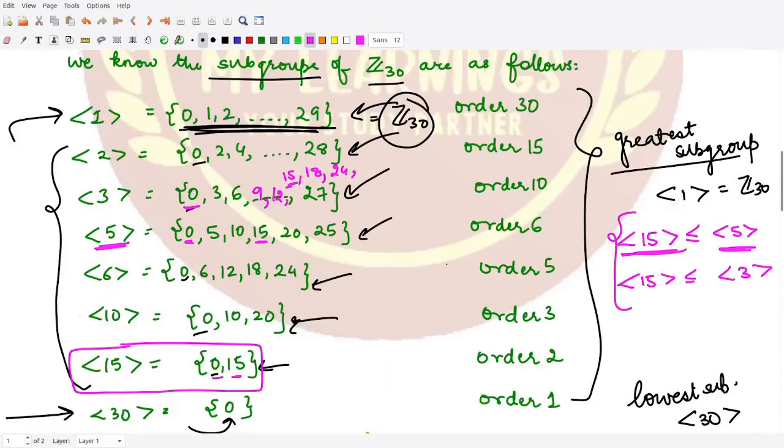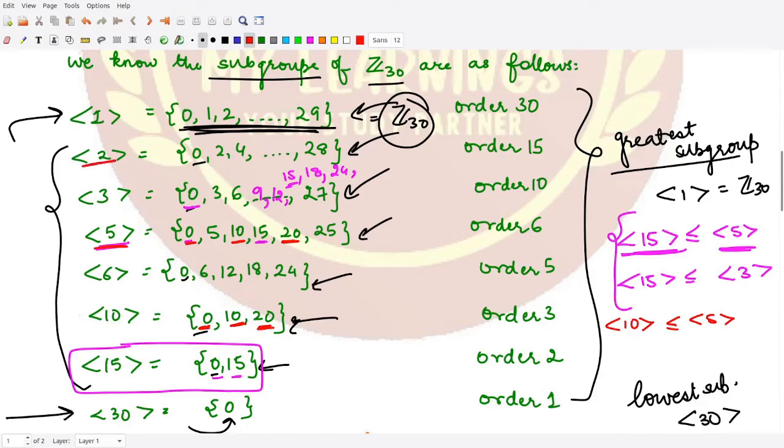Next, let's see the other case. What about the subgroup generated by 10? It has 3 elements, 0, 10 and 20. Can you identify these 3 elements in any of the subgroups present above? Here we can see in the subgroup generated by 5 we have the elements 0, 10 and 20 within it. So therefore the subgroup generated by 10 is a subgroup of the group generated by 5, right? And one more thing, can you identify 0, 10 and 20 in some other subgroup? Yes, it is there.